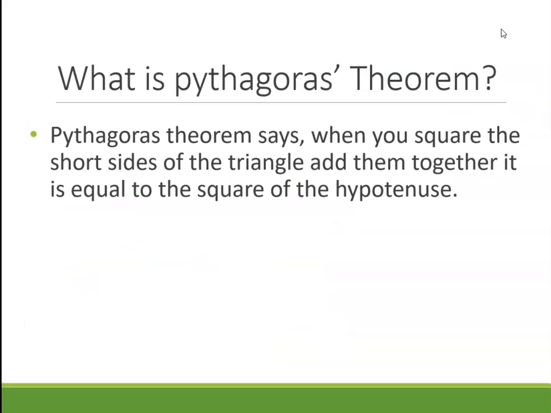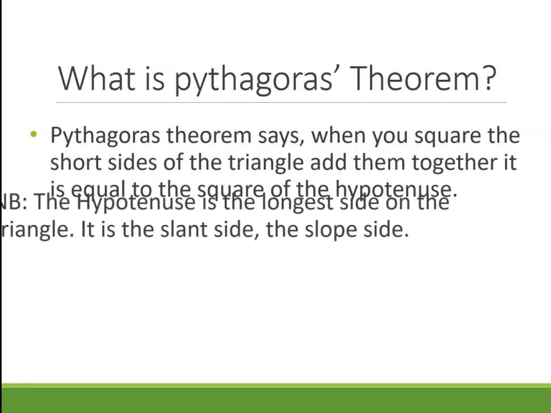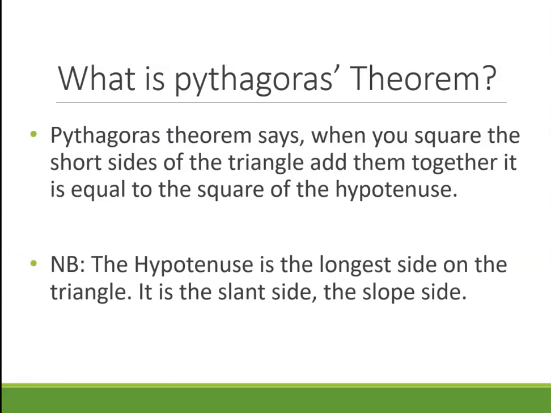What is Pythagoras Theorem? Pythagoras Theorem says when you square the short sides of a triangle and add them together, it is equal to the square of the hypotenuse. And remember, the hypotenuse is the longest side on the triangle. This is the slant side, the slope side.